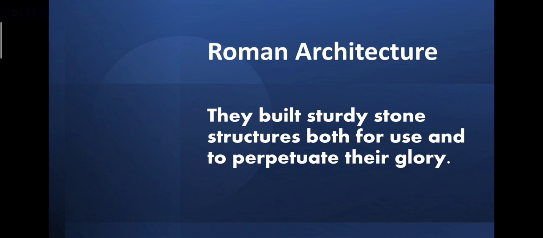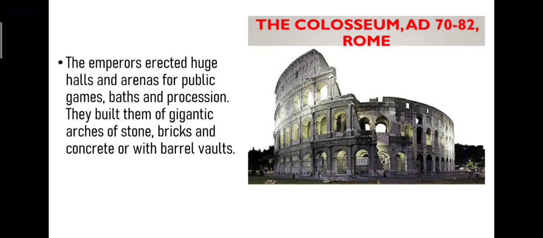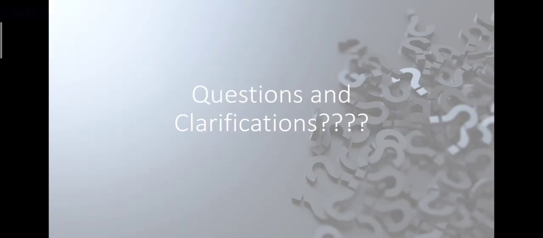The Roman architecture. They built sturdy stone structures both for use and to perpetuate their glory. The Colosseum. The emperors erected huge halls and arenas for public games, battles, and processions. They built them of gigantic arches of stone, bricks, and concrete, or with barrel vaults.